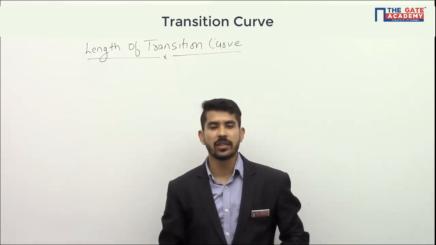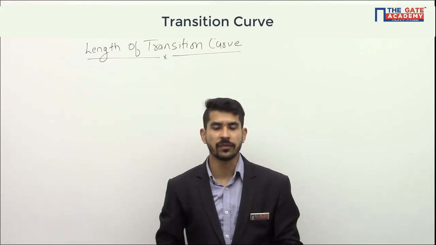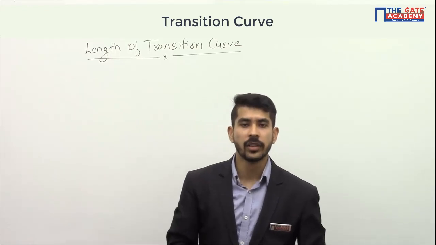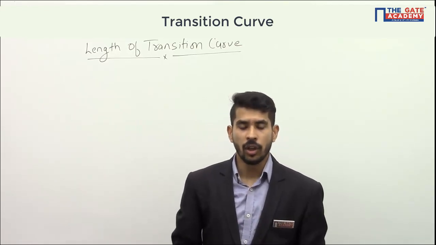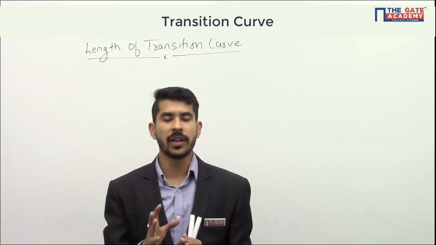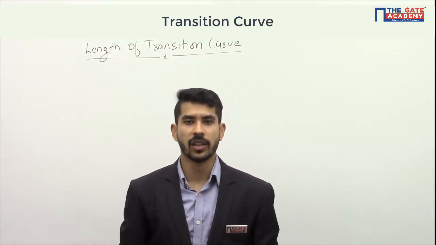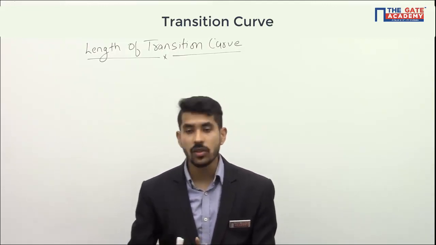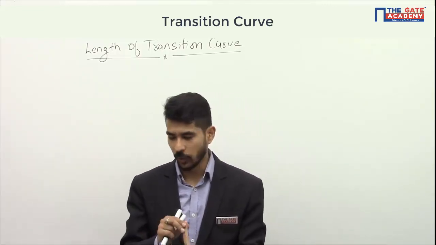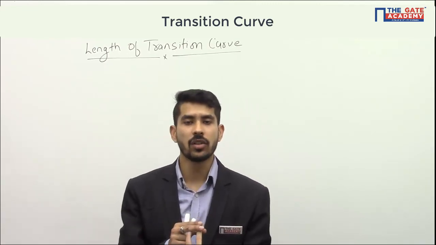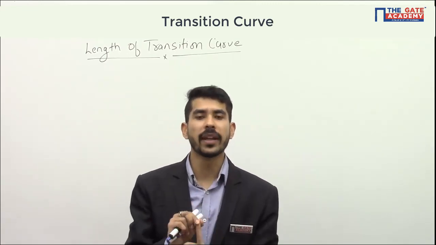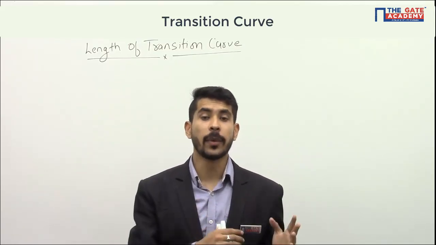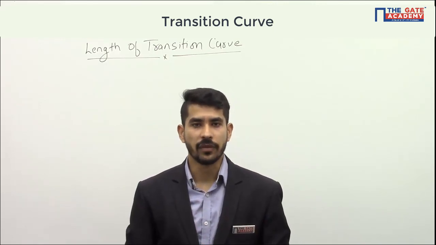Then the next topic in transition curve is length of the transition curve, which is important from the GATE point of view also. There are chances that we can get questions from this kind of topic, right? So on the basis of three criteria, we are determining the length of the transition curve. The first one is on the basis of rate of change of centrifugal acceleration. Second one is on the basis of rate of change of super elevation, and third is some empirical relationships which are given to us. So on these three bases, we are determining the length of the transition curve, right?